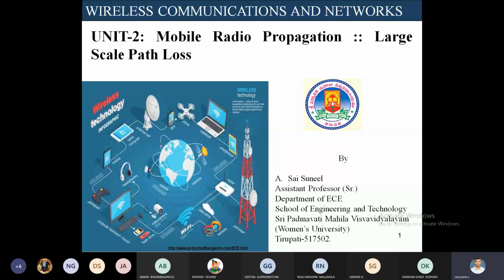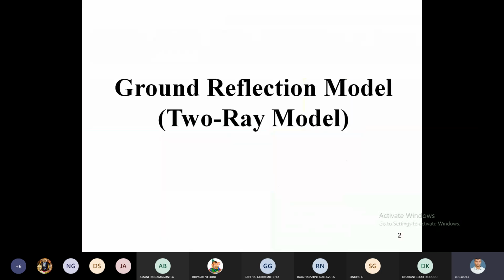Today we discuss the topic of the ground reflection model, otherwise called the two-ray model. Why is it called a two-ray model? We have to consider two rays from the transmitter to the receiver. One is the line of sight path, the other is the ground reflection path. That's why it is called a two-ray model.